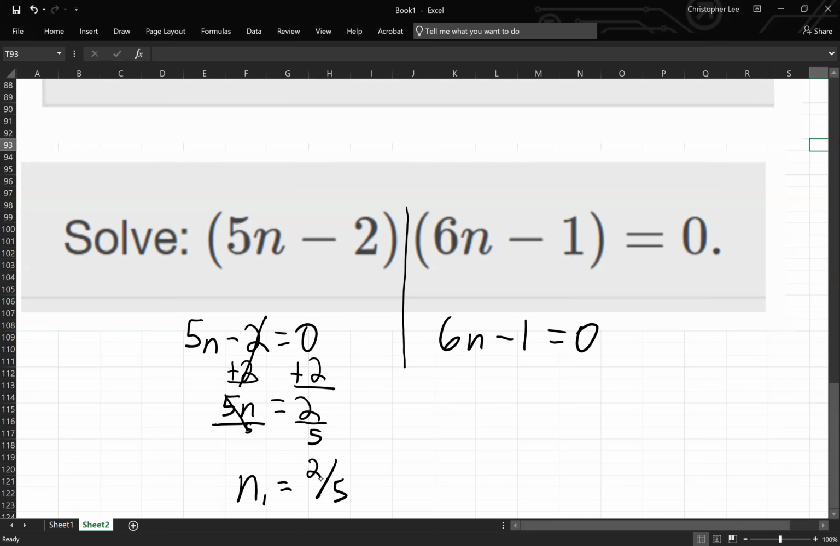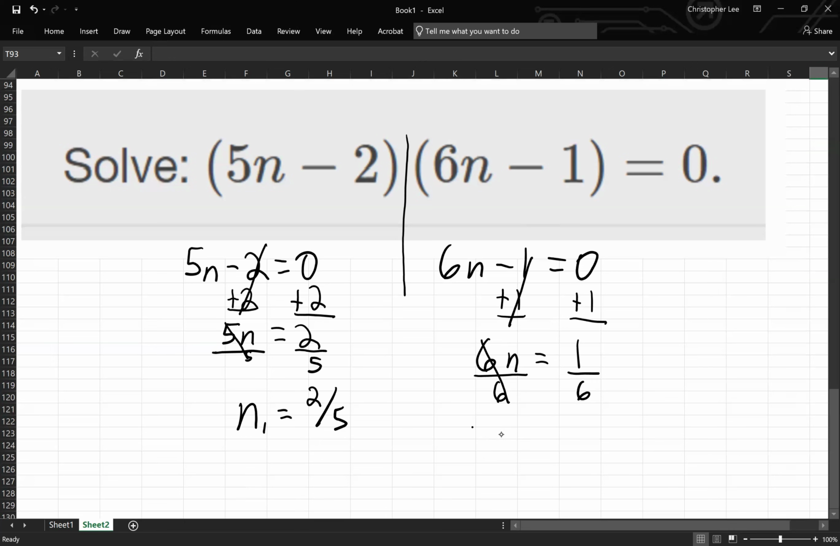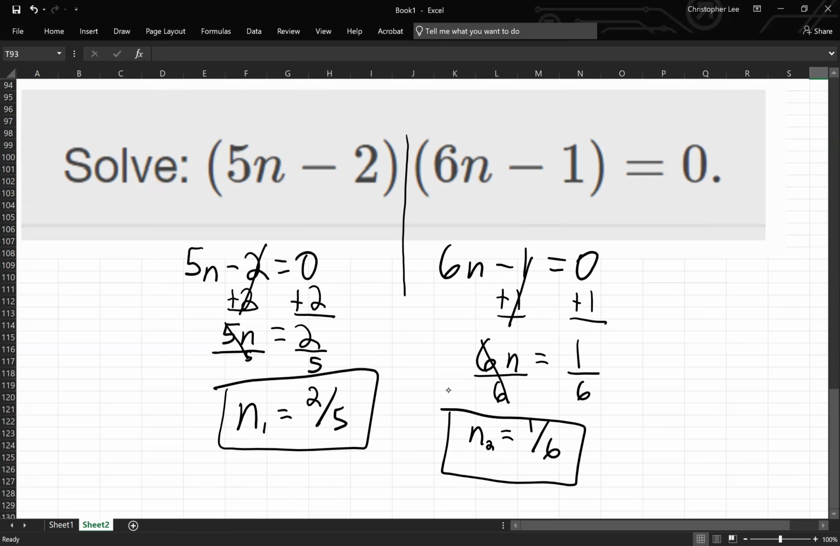No problem. On the other side now, I'm going to add 1 over here, but you know what I do to one side of the equation, I got to do to the other side. So now I have 6n is equal to 1. And then I want to divide by 6 to get n by itself, but what I do to one side of the equation, I got to do to the other side, right? Boom, so now I have that n2 is equal to 1 over 6. That's it. Any questions on this? No, that's it. You solve for n.